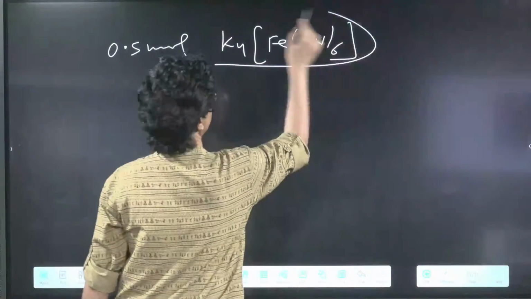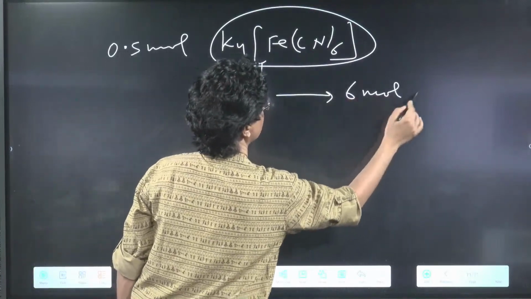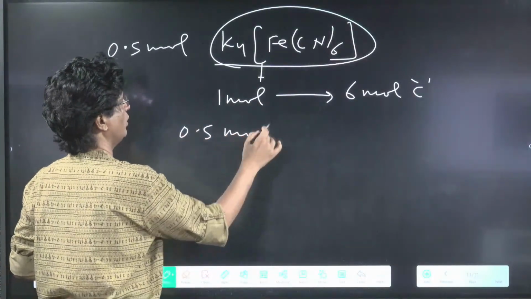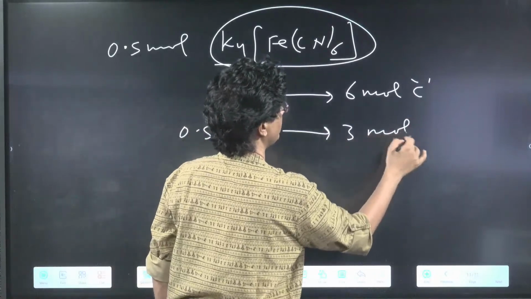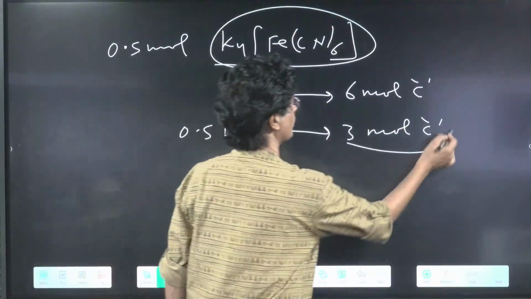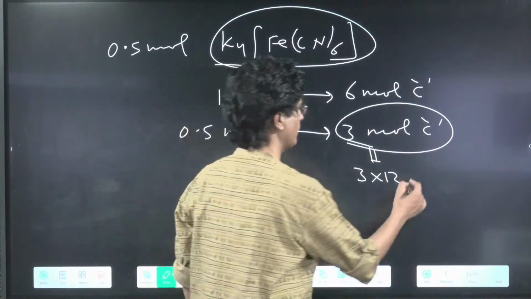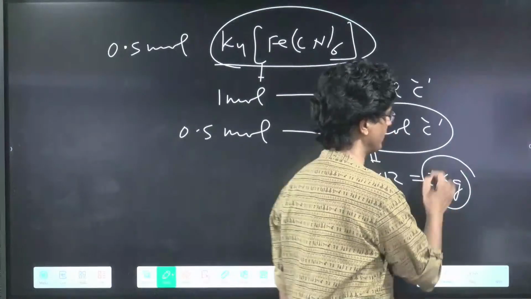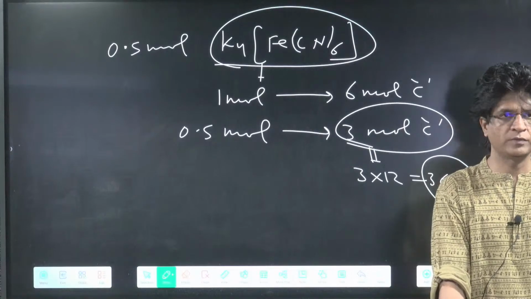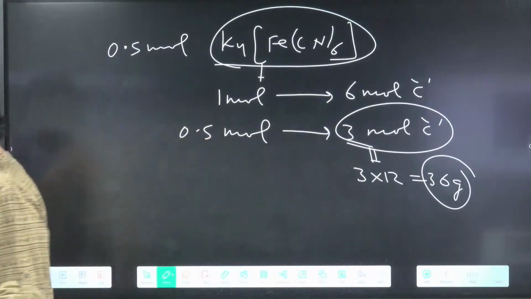I know one thing, that 1 mole of this compound contains 6 mole of carbon. So 0.5 mole will contain 3 mole of carbon. Yes or no? Very good. And 3 mole of carbon, the weight will be 3 into 12. Number of moles into atomic weight will be equal to 36 gram. It will contain 36 gram of carbon. Yes, very good.